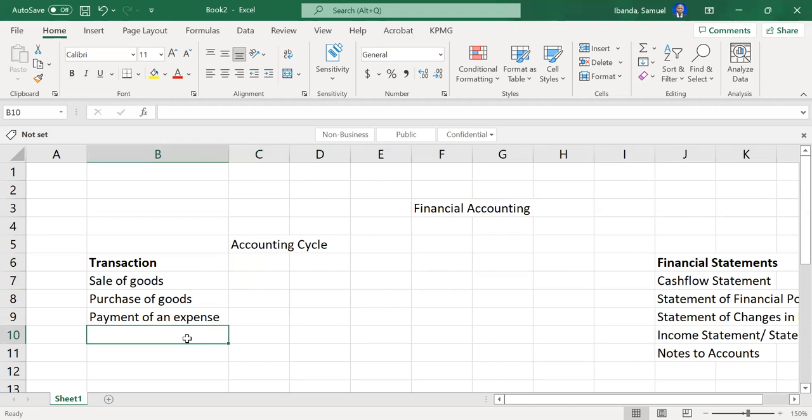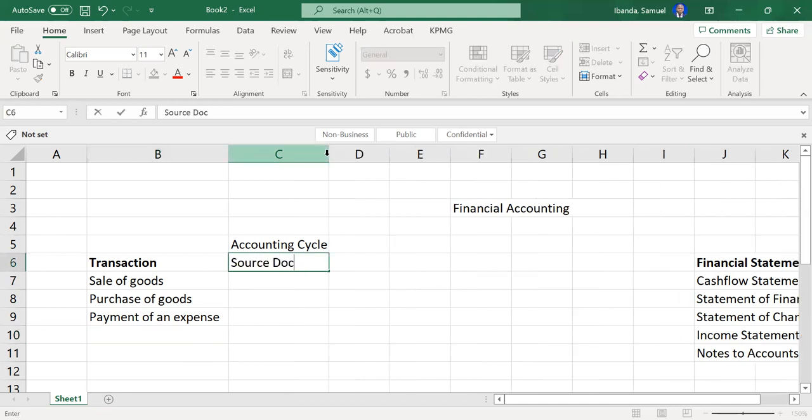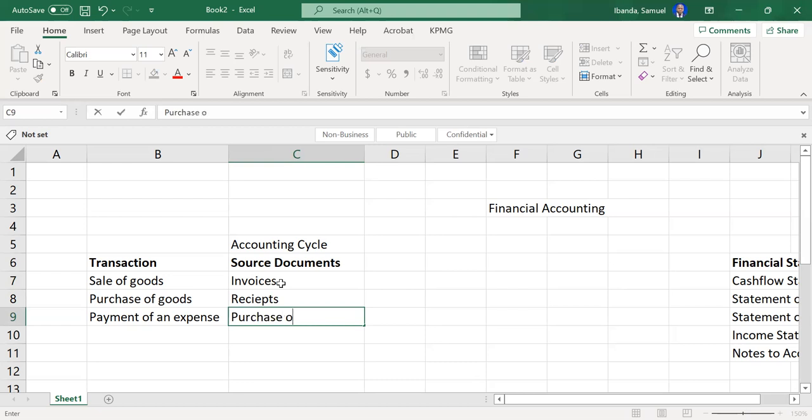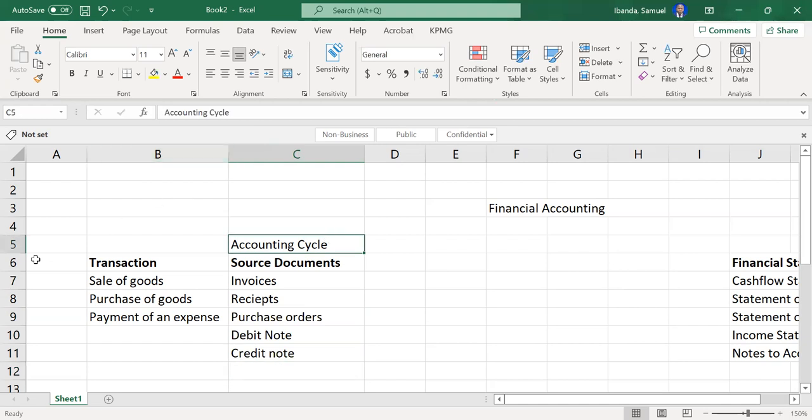And usually these transactions are recorded in what we call source documents. These are basically the documents where we record these transactions as we are making them. Some of our source documents are invoices, receipts, purchase orders, documents like debit notes, credit notes, and so on.